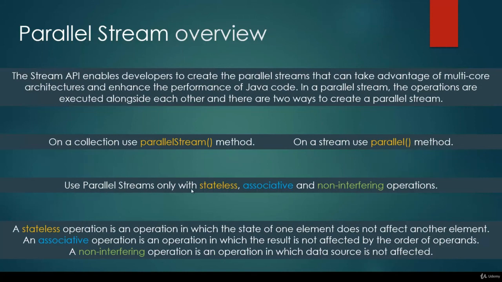Use parallel streams only with stateless, associative, and non-interfering operations. A stateless operation is an operation in which the state of an item doesn't affect another item. An associative operation is an operation in which the result is not affected by the order of operands. And a non-interfering operation is an operation in which the data source is not affected.